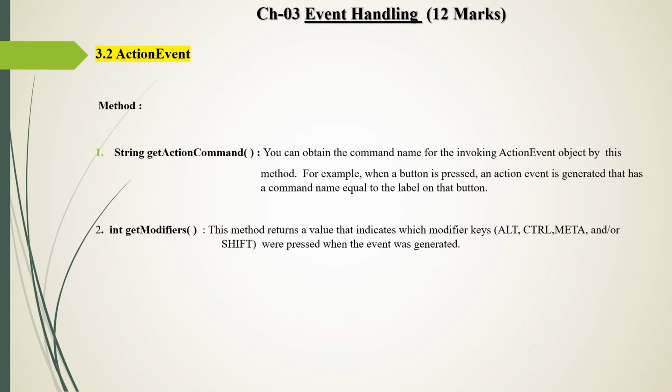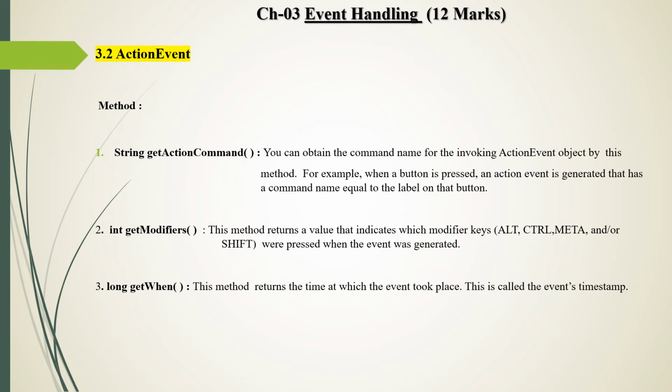Next method is integer get modifier. This method returns a value that indicates which modifier keys were pressed when the event was generated. And the last method is get when. The return type of this method is long.